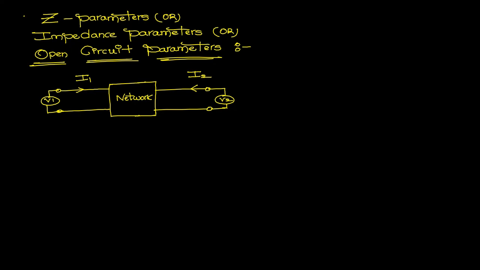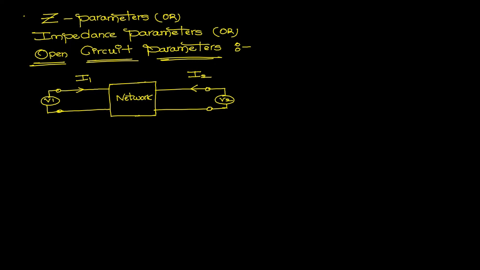Hi friends, in this video we are going to discuss the concept of impedance parameters, or we can also call them Z parameters, or open circuit parameters. Why are we calling them open circuit parameters? By opening port 1 you get 2 parameters, and by opening port 2 you get another 2 parameters. That is the reason why we call them open circuit parameters.